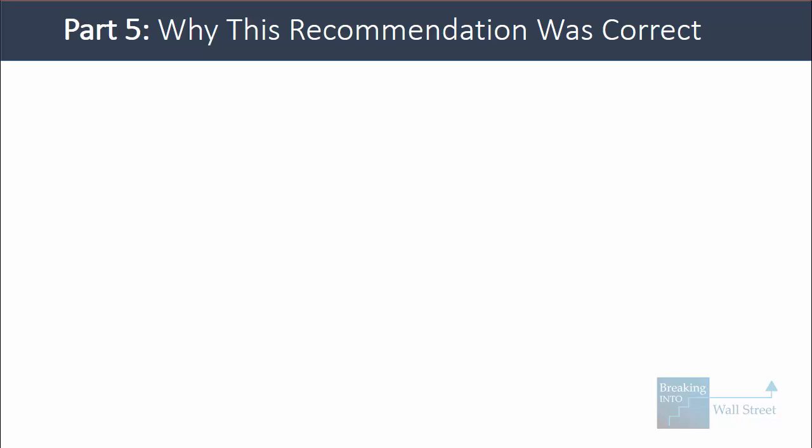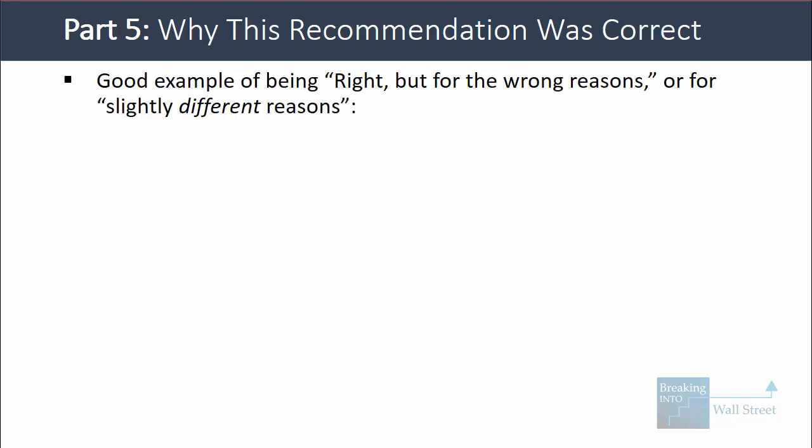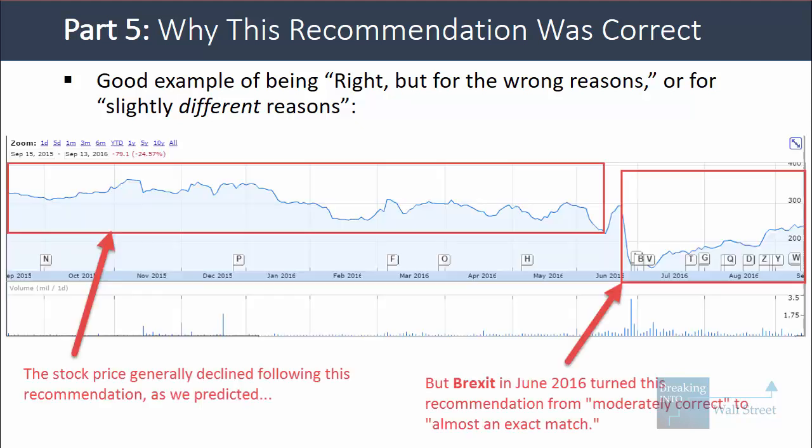And then finally, in part 5, I want to tell you a little bit about why this recommendation was correct. The way I'd summarize it is that we were right, but for the wrong reasons, or maybe that we were right, but for slightly different reasons than what we expected. So here's a graph of the company's stock price between when we made the recommendation in the pitch in September 2015 and September 2016. Now, the stock price did generally decline from the time we made the pitch to just before the Brexit vote in June of 2016. So in that sense, our recommendation was correct. You would have gotten probably around a 10% gain if you had taken our advice and shorted this company's stock.